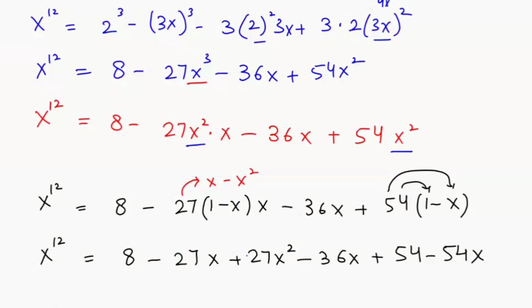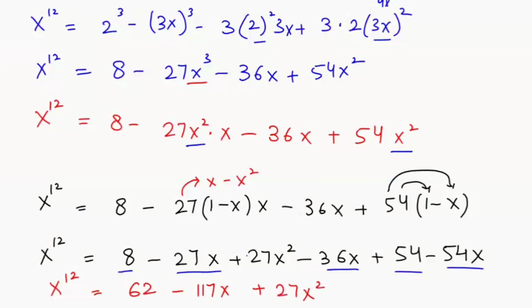So I'm going to simplify it further, and here I'm going to solve out the like terms. First, the x values, we have this and this, and the numbers. x to the power of 12 is equal to 8 plus 54, which is 62, and minus 27x and minus 36x and minus 54x. I'm going to add them up. So here we'll get 117x plus 27x squared. Next, I'm going to plug in here the x squared value.